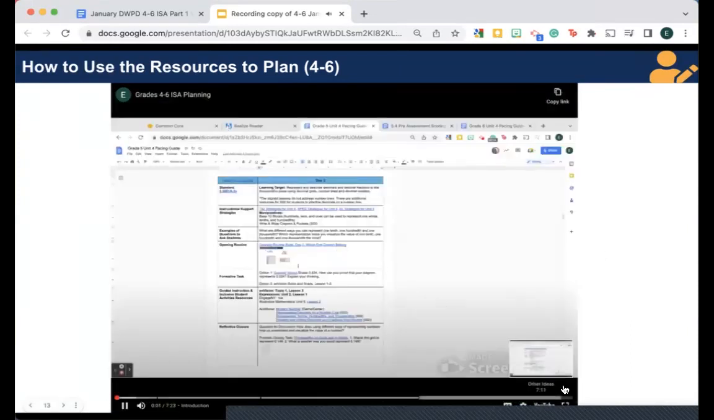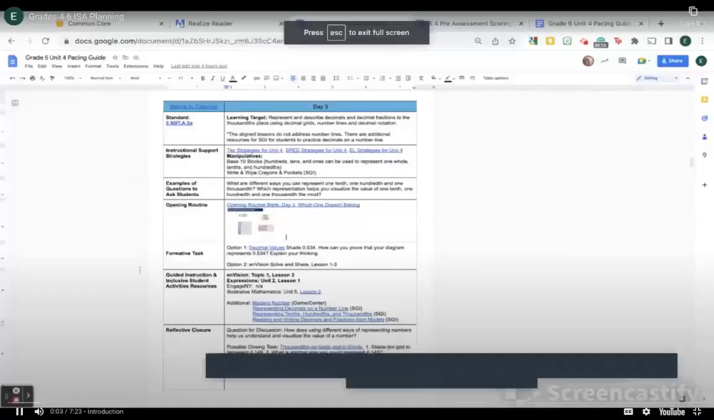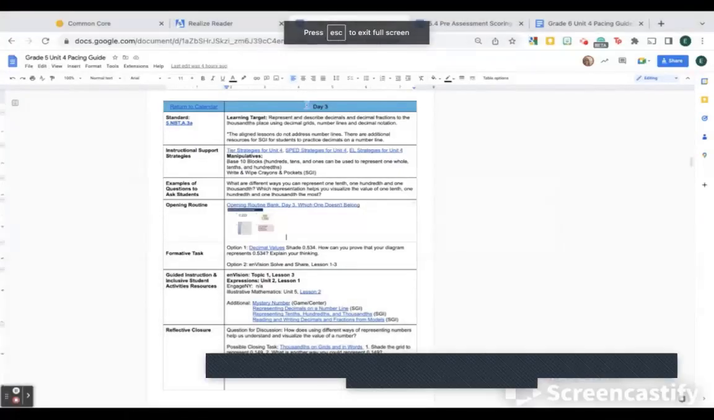Let's think about inclusive student activities planning using grade 5, unit 4, day 3. This day has the same learning target as day 2, which is represent and describe decimals and decimal fractions to the thousandths place using decimal grids, number lines, and decimal notation. So when I'm trying to plan my lesson, I've got so many resources here, but I really want to zoom in on inclusive student activities.